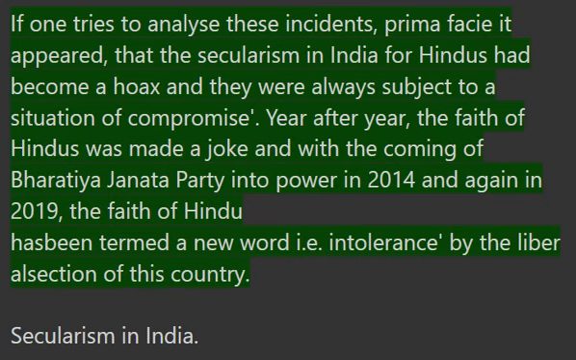Year after year, the faith of Hindus was made a joke, and with the coming of the Bharatiya Janata Party into power in 2014 and again in 2019, the faith of Hindus has been termed by a new word, i.e. intolerance, by the liberal section of this country.